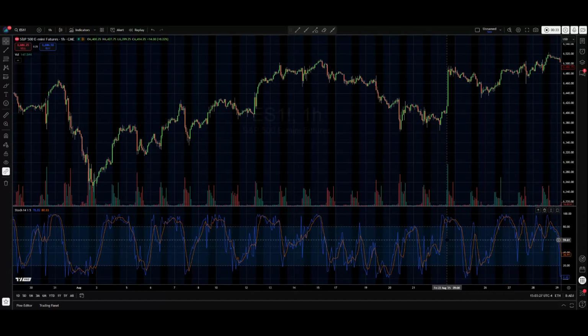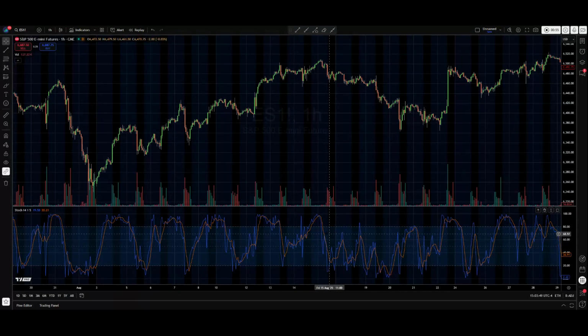When the lines rise above 80, the market may be considered overbought, and when they drop below 20, the market may be considered oversold. These levels don't mean that the market will instantly reverse, because strong trends can keep prices overbought or oversold for long stretches. Instead, think of these as zones where potential momentum change can occur.